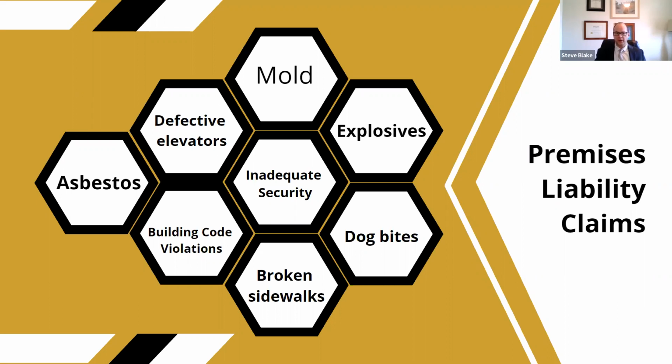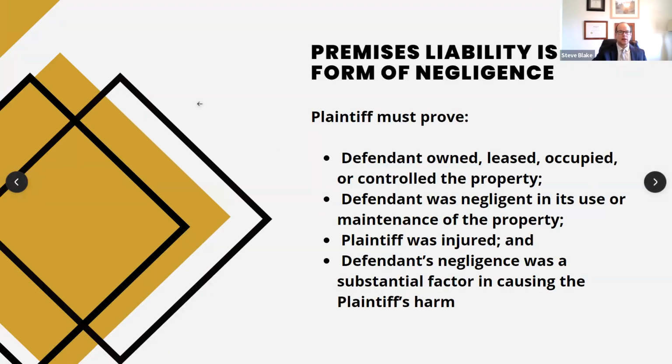Also, things like dog bites or a defective elevator. People get injured in elevators more than you'd think. And if there's some reason to believe that the owner knew that this elevator was defective and they weren't maintaining it properly, that could potentially open up a landowner to a premises liability claim. So there's a wide variety of issues that can rise to the level of a premises liability claim.